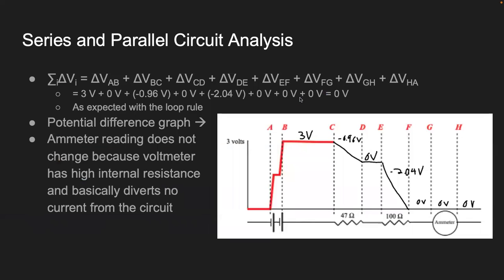Summing up all the voltages across each segment of the circuit, we found that the total electrical potential difference across the entire circuit is equal to 0, which is expected with the loop rule. With these segment results, we graphed the potential difference across the circuit and obtained the following graph. It's also worth noting that the ammeter's reading does not change if we put the voltmeter on the segments of the circuit, because the voltmeter has such a high internal resistance and diverts basically no current from the circuit.